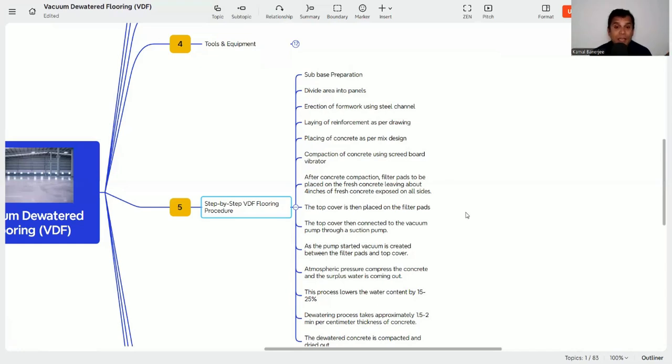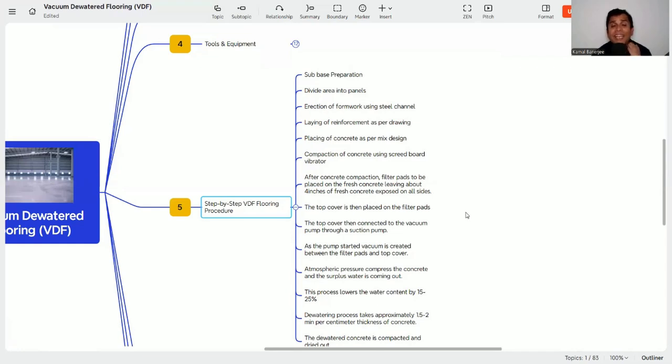What is the panel size? The width is 4 meter. Why? Because the width of the skid board vibrator is 3 meter, so the maximum area we can vibrate is 3 meter. So 4 meter by 5 meter is usual, but it can go beyond that, 4 meter by 5 meter, 10 meter, as per the project requirement or as per the approval from the client or the consultant. And then erection of formwork using steel channel.